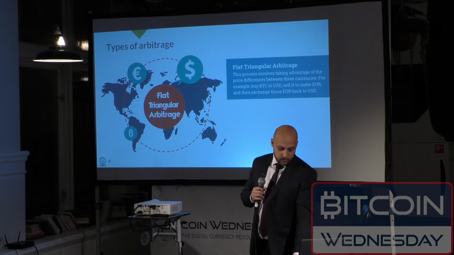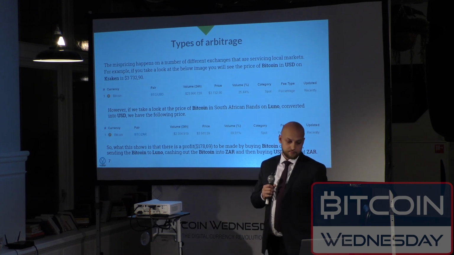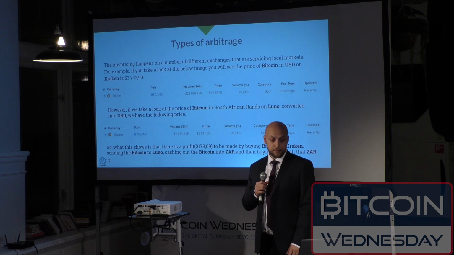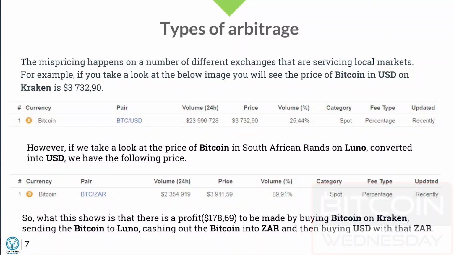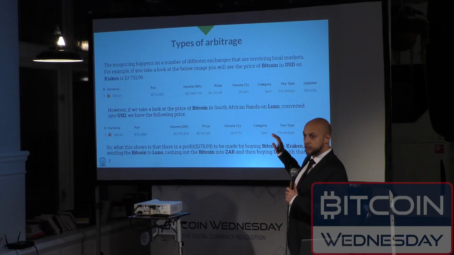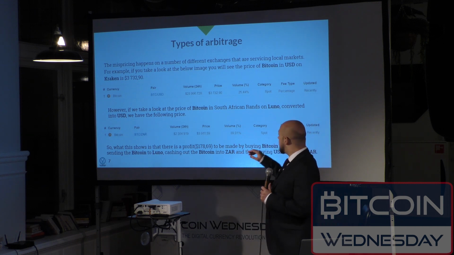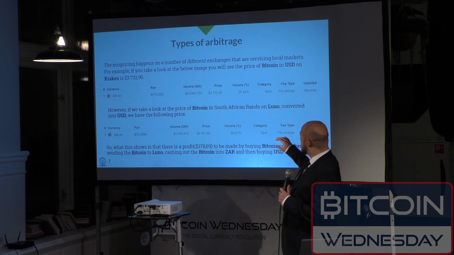How does this work in practice? For example, we have the exchange Kraken, where we have Bitcoin. We can buy 1 Bitcoin at a price of $3,732.90. When we buy it and transfer the same Bitcoin to another exchange, a South African exchange named Luno, we can sell it there for their local currency, South African rands.